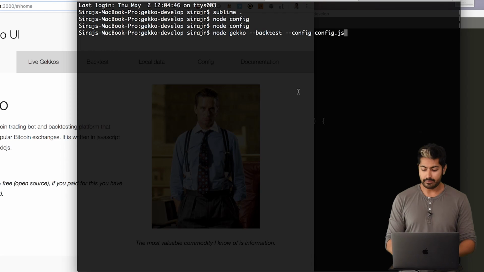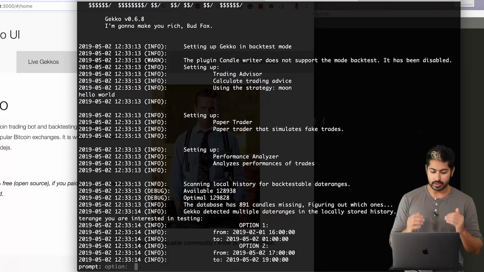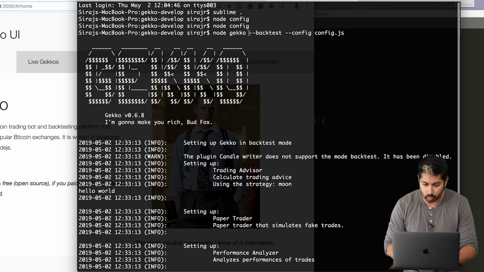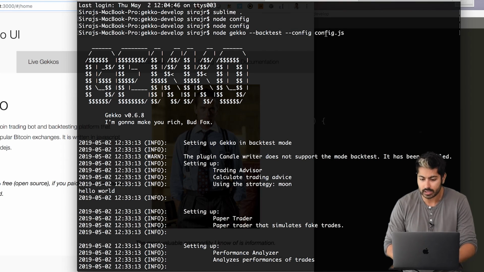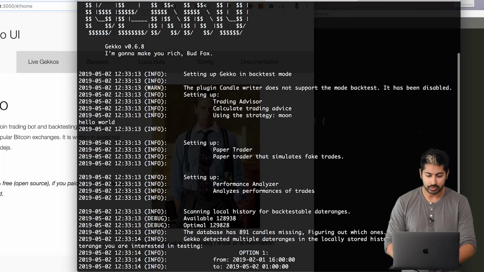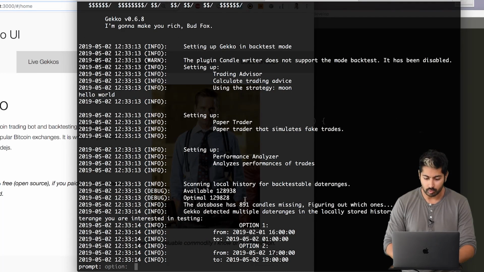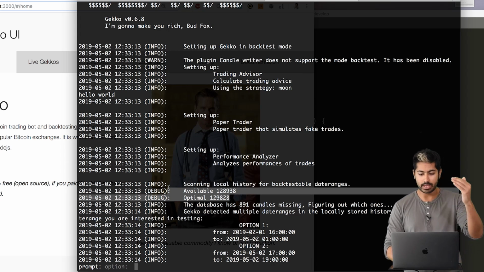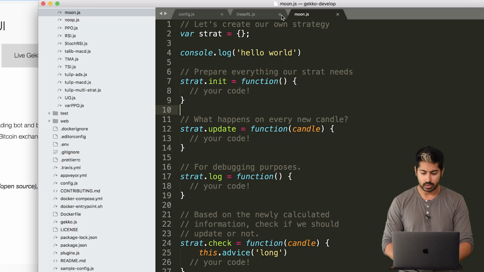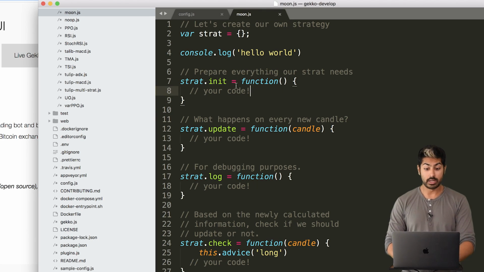And then once we have that in the config file, we can run this config.js file. What that does is it runs a backtest without the UI directly from terminal using that config.js file, and it's going to see what's in there. And I had that hello world, as you can see here. What it did is it looked through all the backtestable data that we had, and then it performed our algorithm. So now I'm going to add the code in here.